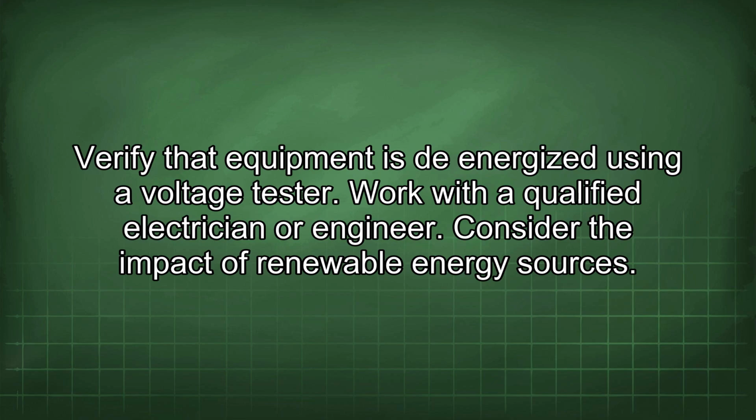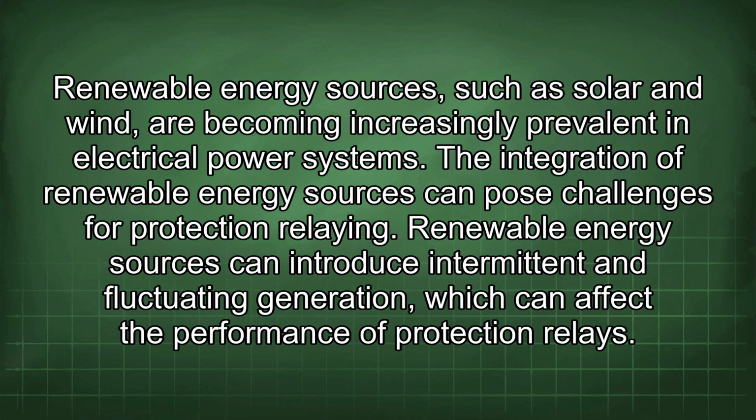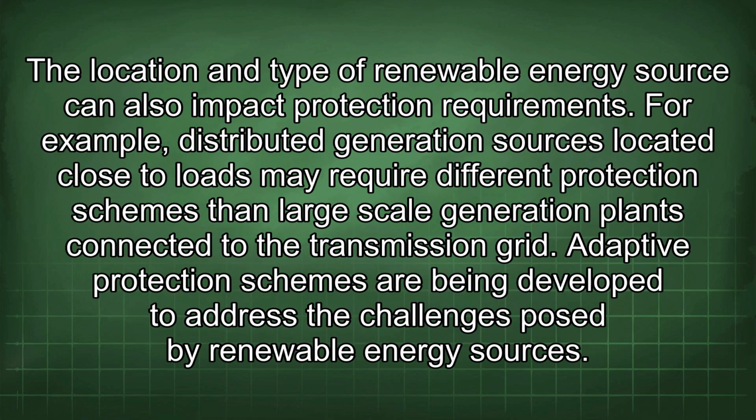Consider the impact of renewable energy sources. Renewable energy sources, such as solar and wind, are becoming increasingly prevalent in electrical power systems. The integration of renewable energy sources can pose challenges for protection relaying. Renewable energy sources can introduce intermittent and fluctuating generation, which can affect the performance of protection relays. The location and type of renewable energy source can also impact protection requirements.